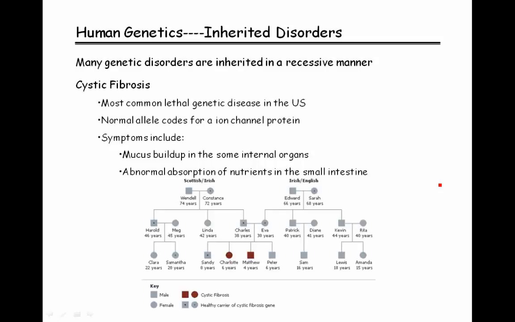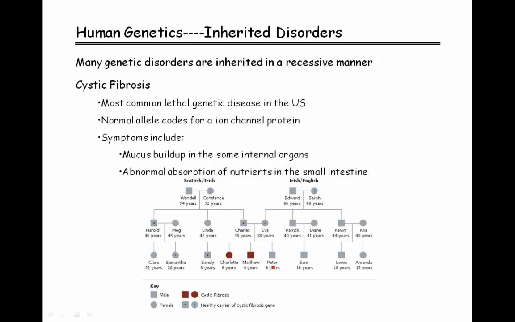So with this one, if we look at a pedigree here, we see that we've got this big family, no cases of cystic fibrosis, and then suddenly towards the bottom, we've got Charles and Eva here, and their first child, Sandy, did not have cystic fibrosis, but their second child, Charlotte, she did. And then their third child, Matthew, he had it as well. And then Peter, the fourth one, does not have it. Well, the reason that someone might decide to go to a genetic counselor and have a pedigree drawn up would be for something just like this.